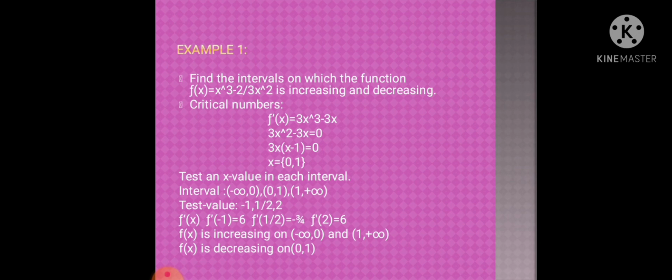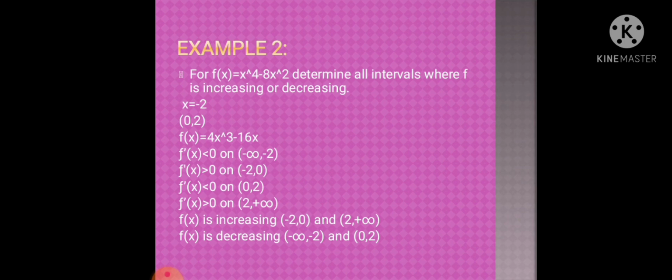So the function f(x) is increasing on negative infinity to 0 and 1 to positive infinity. The function f(x) is decreasing on 0 to 1. Since f'(x) is greater than 0, it is increasing, and decreasing is when f'(x) is less than 0.